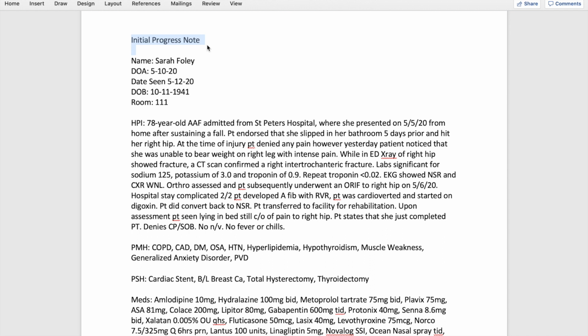So it says initial progress note and the patient's name, date of admission, when the patient was admitted to my facility, date I saw the patient, date of birth, and the patient's room number. Remember, I said when you're initially seeing a patient, you would put HPI, history of present illness.